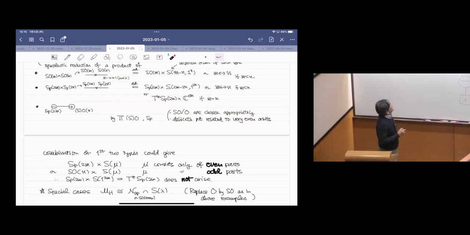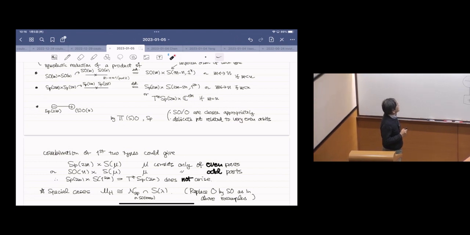But for orthogonal and special orthogonal and symplectic groups, the partition mu consists only of even parts for the symplectic group, because this difference is always even. And for orthogonal groups, mu consists of only odd parts.